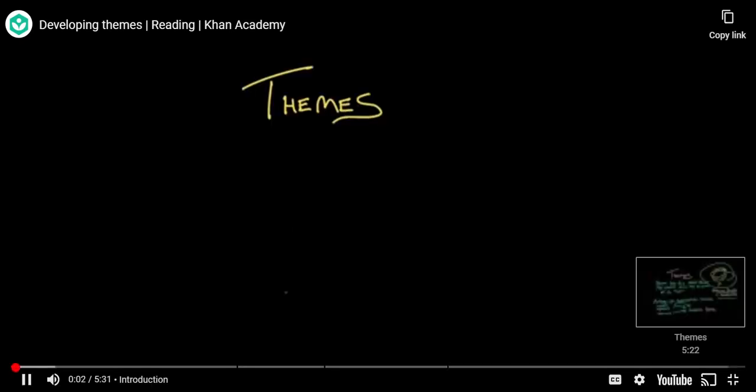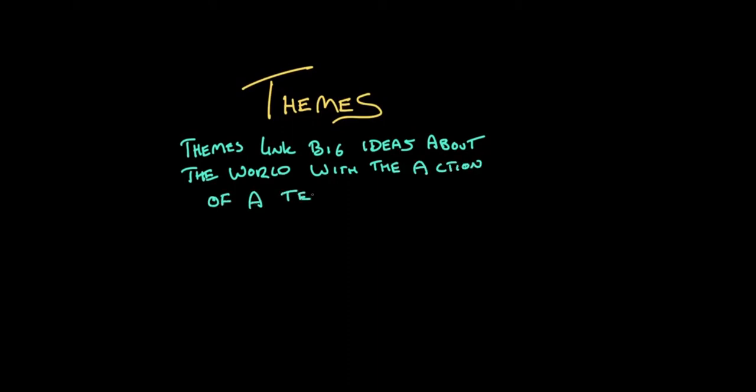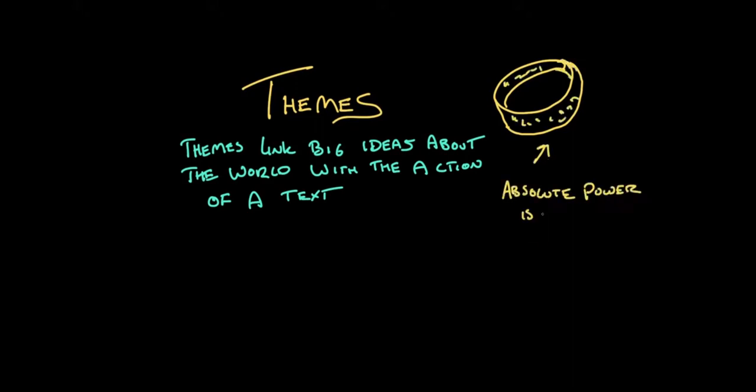Hello, reader. Let's talk about themes and how authors can intentionally build messages into fiction. Now, to recap a little, themes link big ideas about the world we live in with the action of a text. For example, in the Lord of the Rings stories and films, the One Ring represents absolute power and how dangerous that is. How do we know that, though? How did J.R.R. Tolkien, as an author, develop that theme in the text? How can we go deeper, beyond that headline of the ring equals the dangers of absolute power?